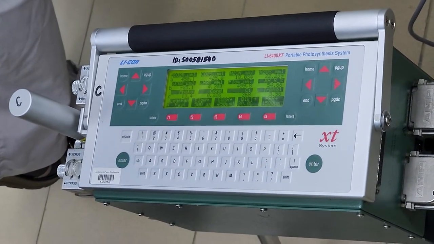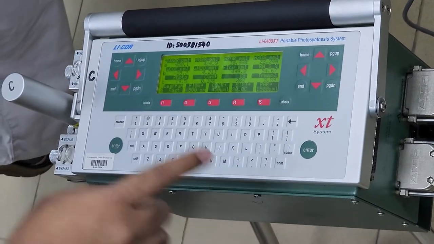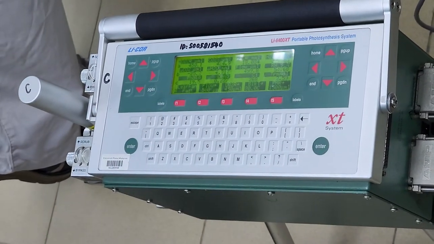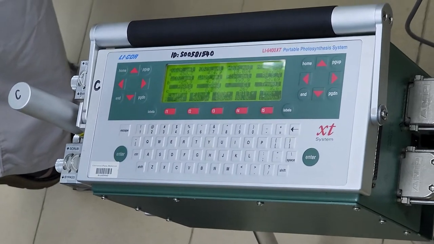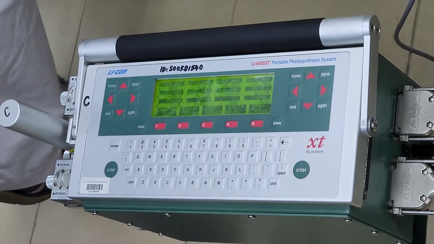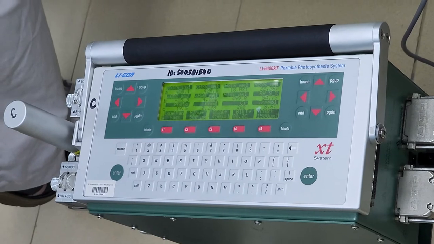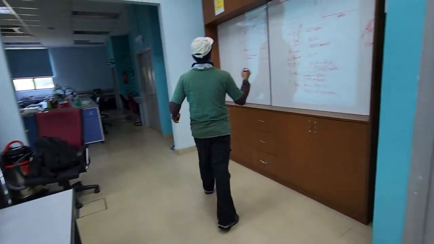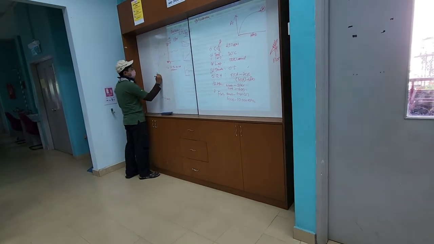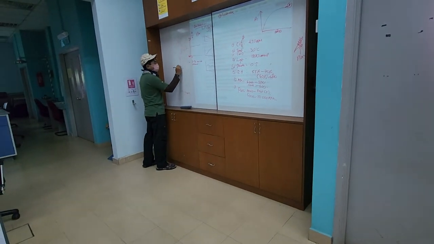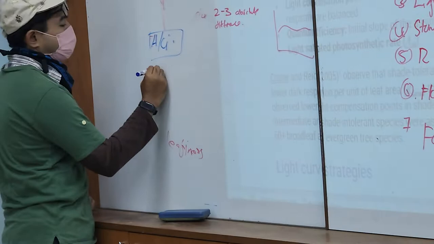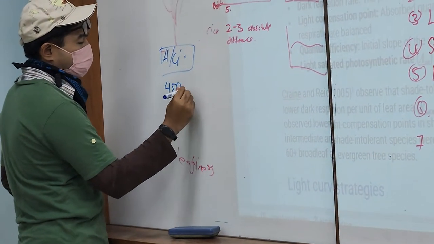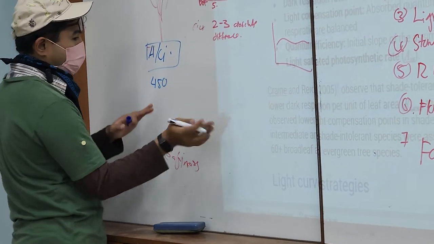Kalau nak buat CO2 curve, sama juga acclimatekan dulu, tengok graph tu stabil and everything. Lepas tu pergi ke autoproc terus untuk buat CI. Cuma CI ni dia punya susunan point tu dia kena macam ni. Mana marker tu? Untuk ACI. Kau kena start, itu 450 kan? 450. Kau kena pergi ke bawah lepas tu naik ke atas.